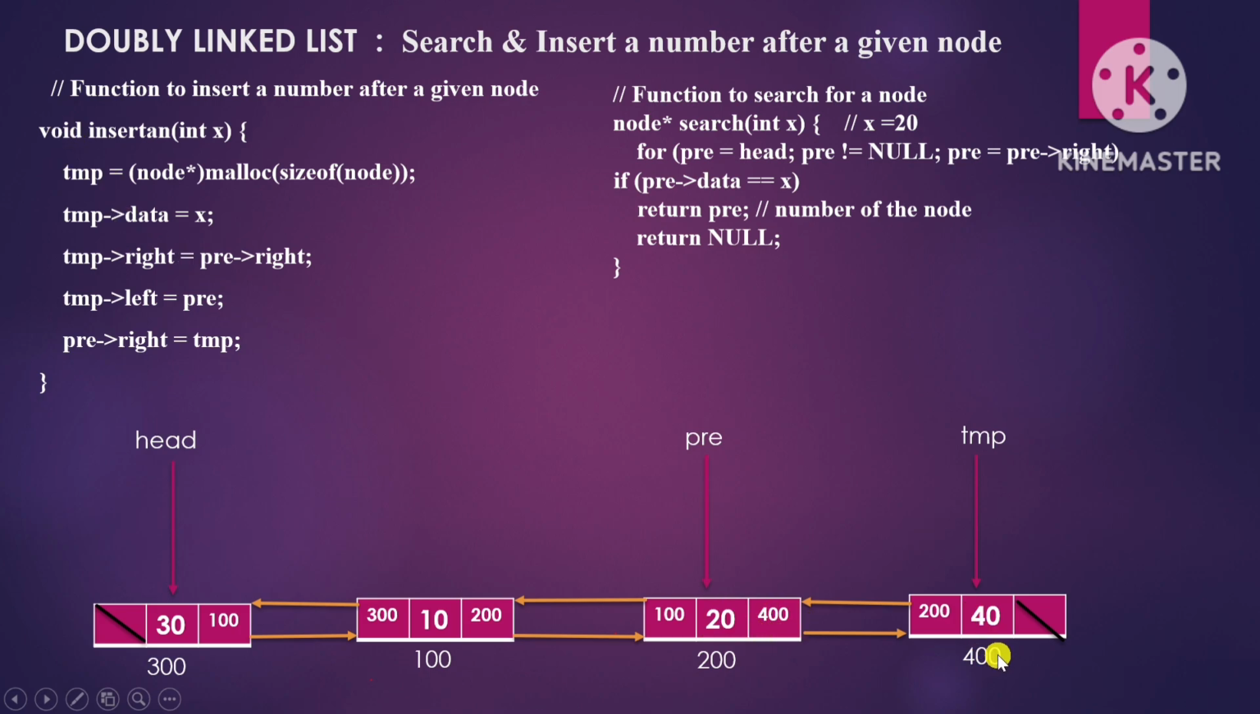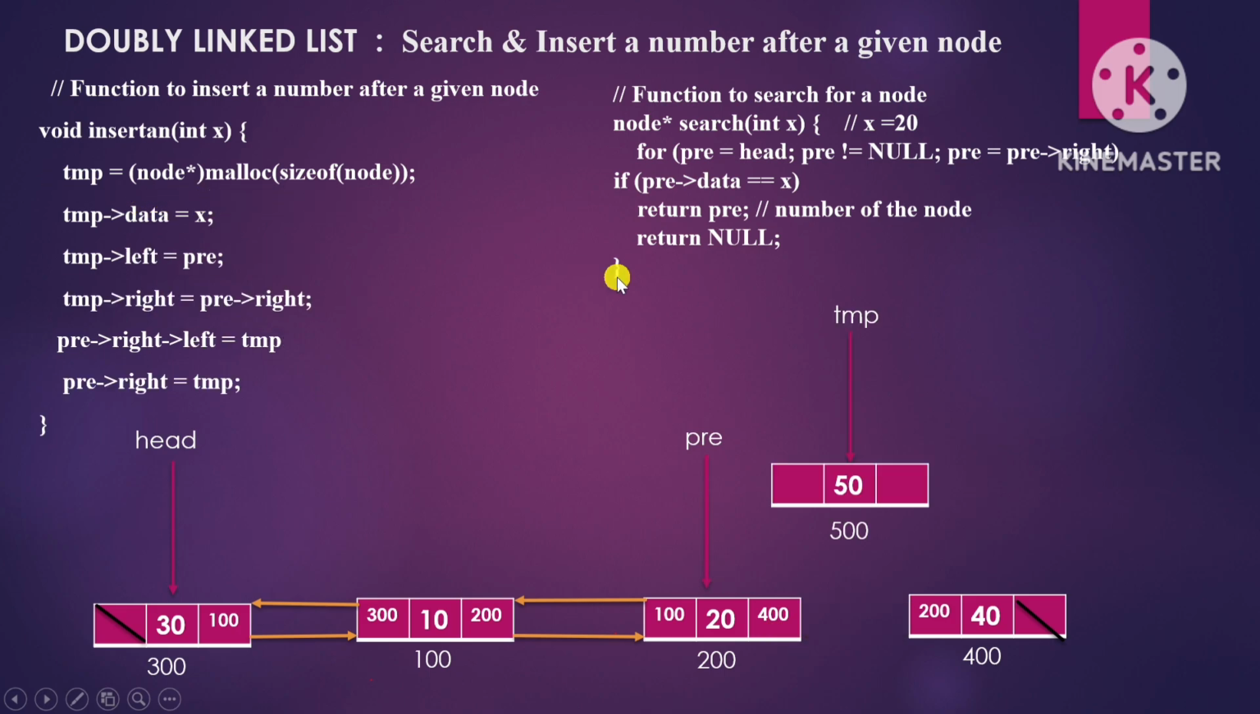Which node am I going to insert? I am going to insert a node after this 20. So temp equal to node asterisk malloc size of node. Here in temp I get the new address. In temp data I take the element 50. In temp's left I store pre. This is temp's left. Pre is 200, and 200 is stored in temp left. So the link has been created here.